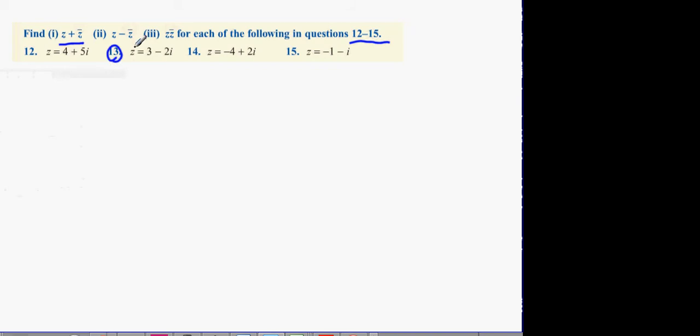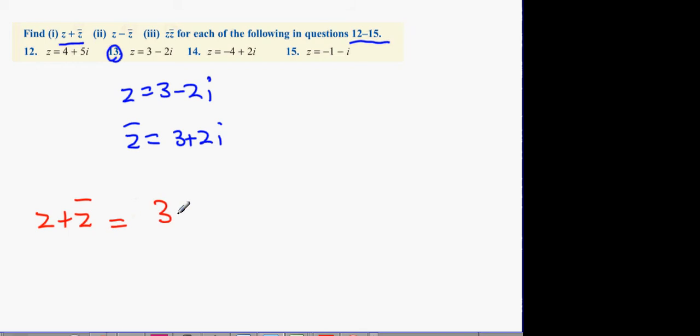This one here, okay, number 13. Z is 3 minus 2i. And what it'll then say is Z bar, the conjugate of Z, is 3 plus 2i. Now what the questions become is this. It says Z plus its conjugate. That means 3 minus 2i plus 3 plus 2i. You're just writing down exactly what it is. The 2i's cancel. The answer is 6.